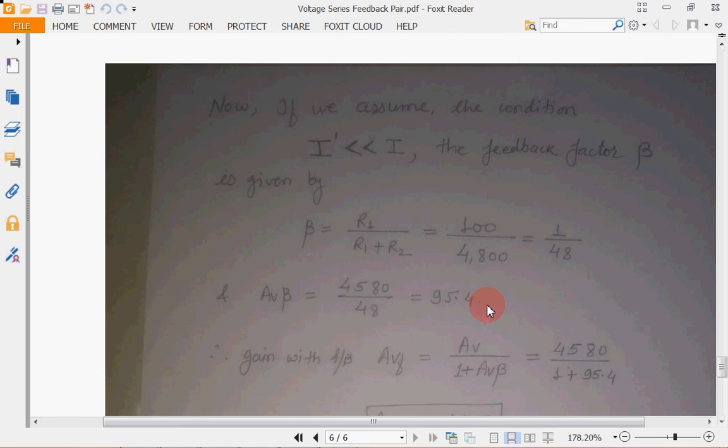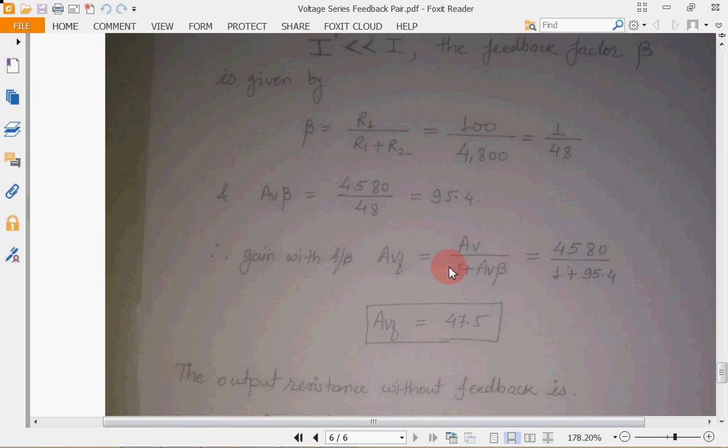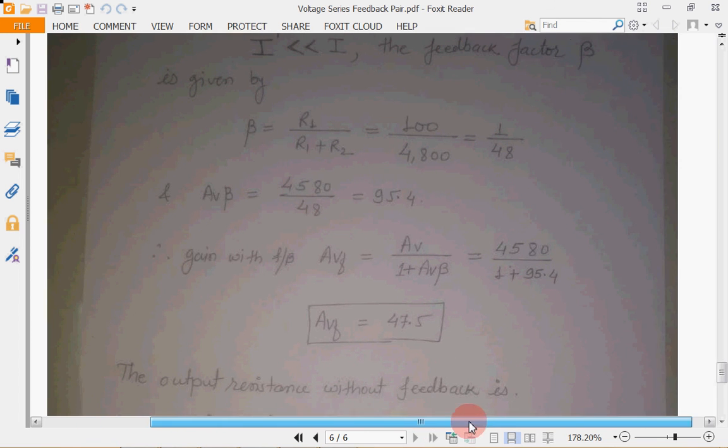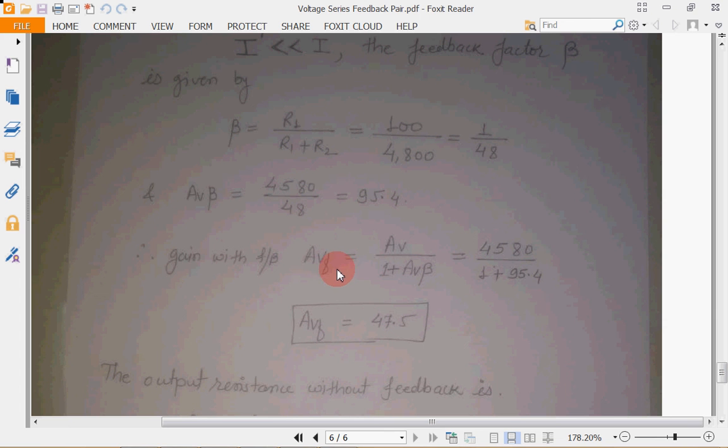So what will be the gain with feedback then? This is the general formula for gain with feedback. The gain with feedback is given by AVF equal to AV, that is open loop gain, divided by 1 plus AV beta. So just put those values here. We will get the gain with feedback AVF equal to 47.5.